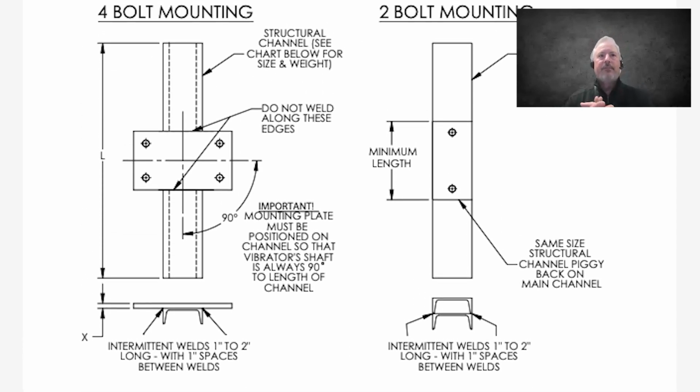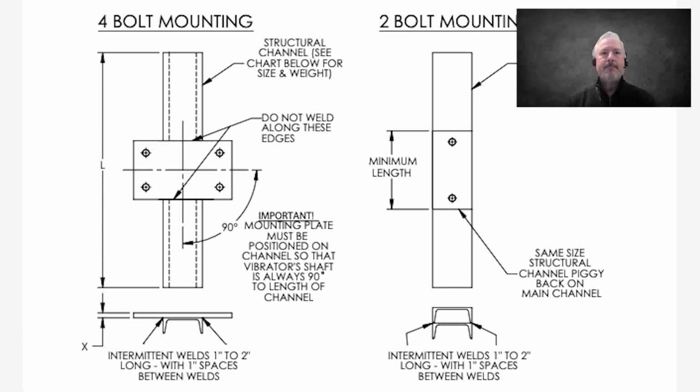And as you can see in the 4-bolt mounting illustration, what this is indicating is we always want the shaft of that electric vibrator to be mounted 90 degrees to the length of the channel, as opposed to in line with the channel. We want the forces as they're rotating to go along the length of the channel, if that makes sense.